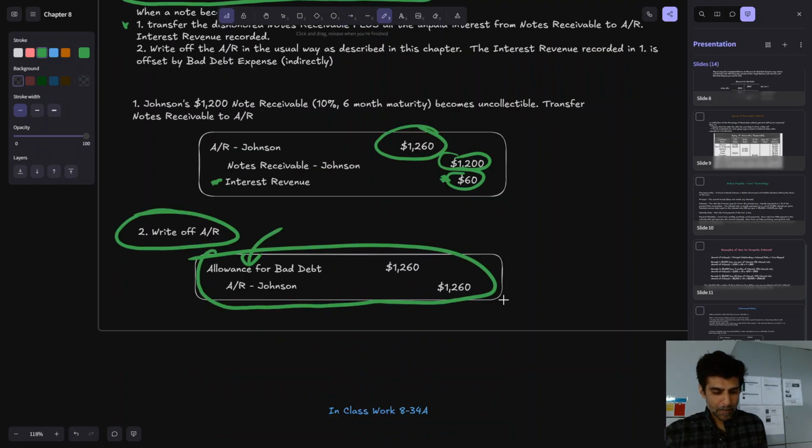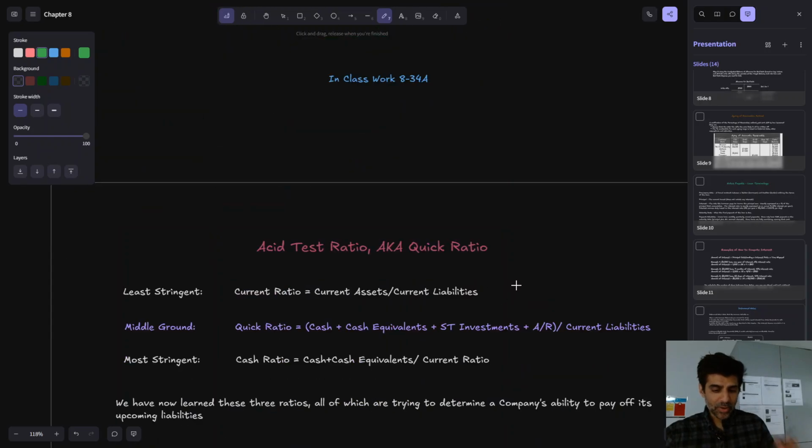Okay, I'm going to do the last ratio thing, and then we're just going to work till the end of the class on our practice problem. I don't know if we'll finish it, but we'll at least try to do some of it.